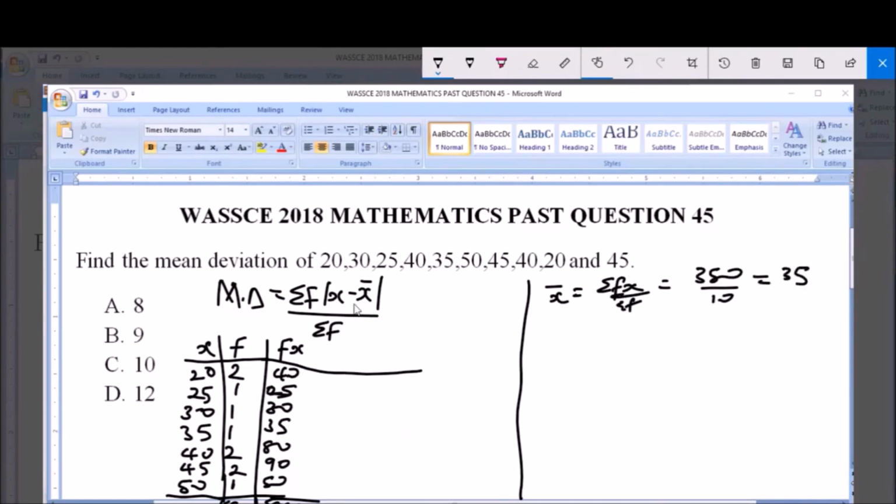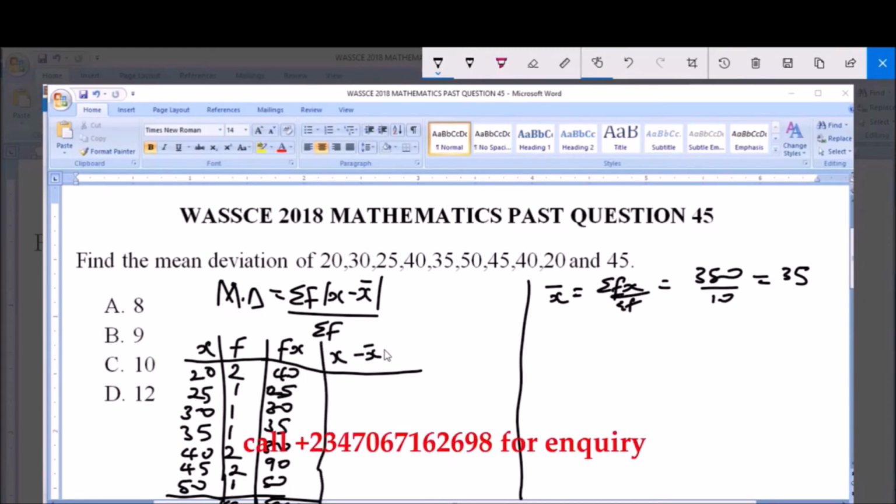Now with the mean we can now get the modulus of x minus mean. So x minus mean is the next thing now. Now this bracket we are putting here, the determinant, simply means that whatever the answer might be, it must be in positive form. It must be a positive value. Even if the answer is negative, it must be in positive form.